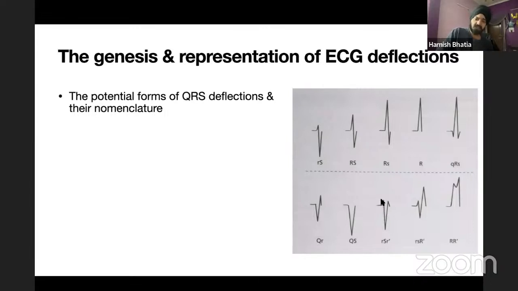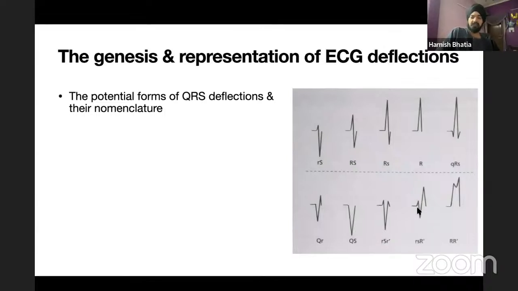If there is an initial small positive deflection, then a large negative deflection, then again a small positive deflection, it is called an RS r dash wave: small r, capital S, and small r dash or r prime, whatever you want to call it. It is called an RS r dash wave.